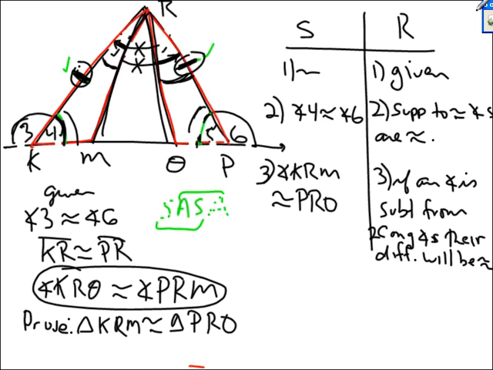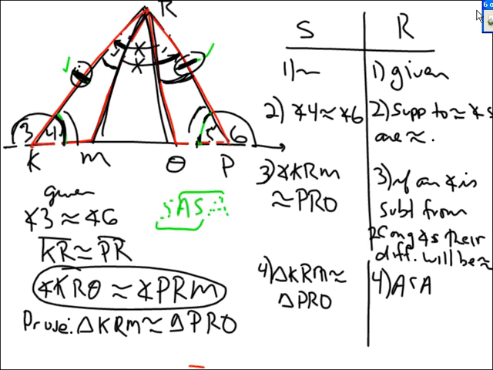Okay. So now I'm done. I can say by statement 4, triangle KRM and triangle PRO are congruent. And the reason is A, and the side in between. ASA is congruent to ASA. They're the exact same triangles. There's no way they're not. Okay, that completes this section.